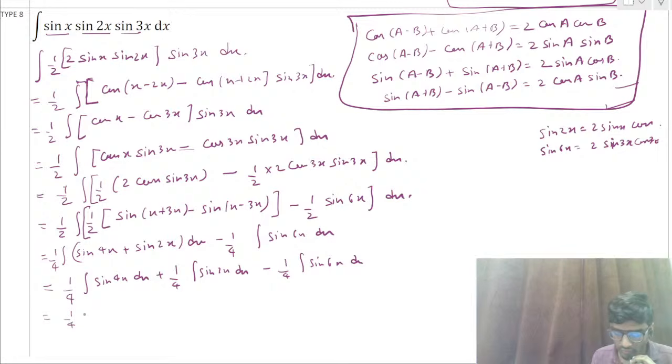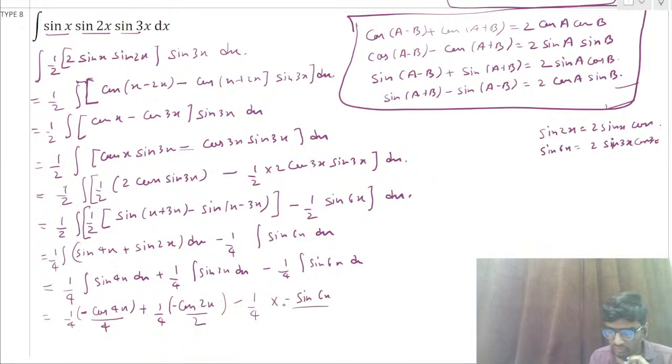This becomes 1 upon 4 times minus cos 4x by 4, plus 1 upon 4 times minus cos 2x by 2, minus 1 by 4 times minus cos 6x by 6.